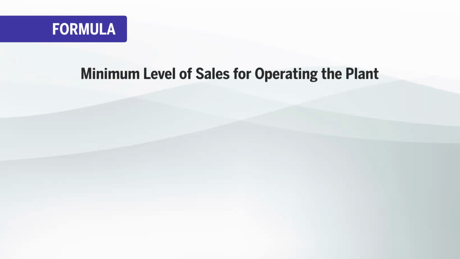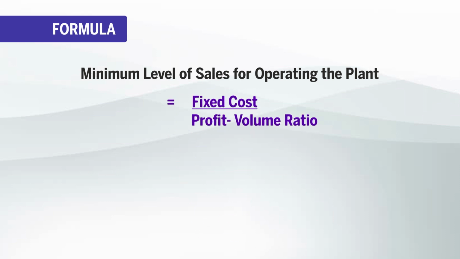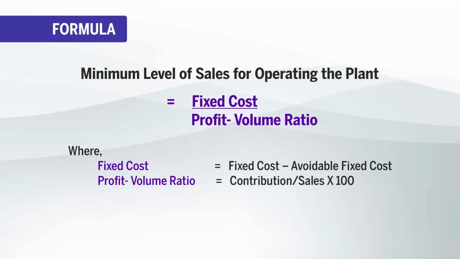So first we will use the formula for finding the minimum level of sales for operating the plant. Here the formula will be fixed cost divided by profit volume ratio, where fixed cost is nothing but the present fixed cost minus avoidable fixed cost. So fixed cost will be what remains after deducting avoidable fixed cost. Profit volume ratio is also known as contribution to sales ratio. The formula for finding profit volume ratio is contribution divided by sales into 100.